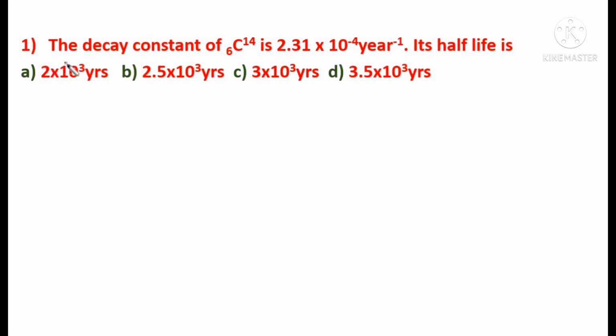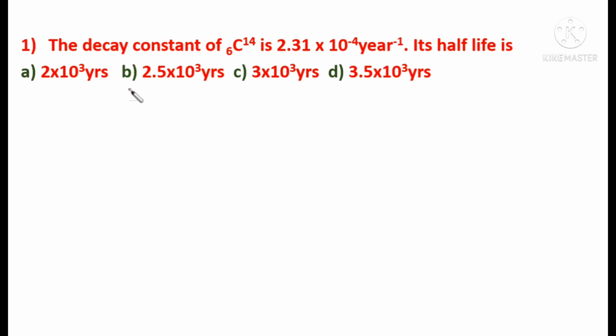Read the first problem, students. The decay constant of carbon 14 is 2.31 into 10 to the power minus 4 per year. Its half-life is, see, four options were given: 2 into 10 to the power 3 years, 2.5 into 10 to the power 3 years, 3 into 10 to the power 3 years, and 3.5 into 10 to the power 3 years.